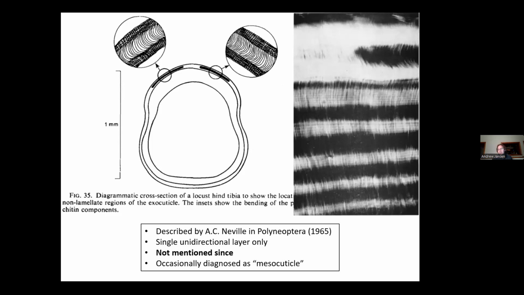Sometimes it's diagnosed as mesocuticle, depending on which author you're looking at, but I much prefer this guy's homology hypothesis there. And the reason for that is because I did my own work. So on the left-hand side, this is a piece of cuticle that comes from a mole cricket, Gryllotalpa gryllotalpa. That's the European mole cricket.